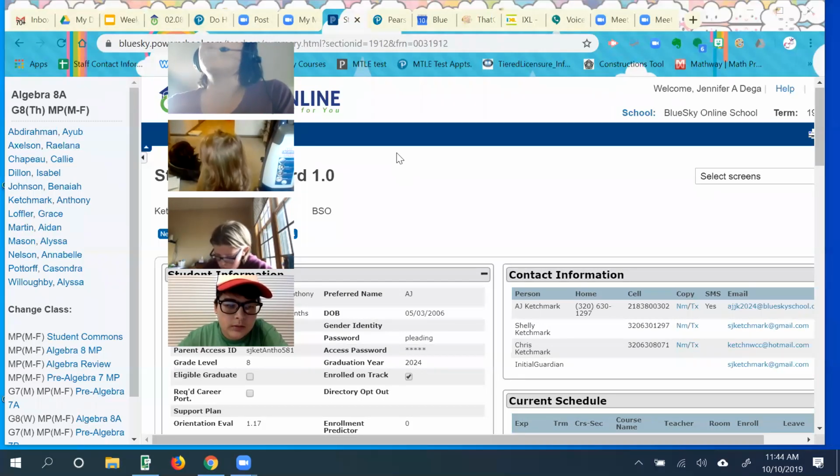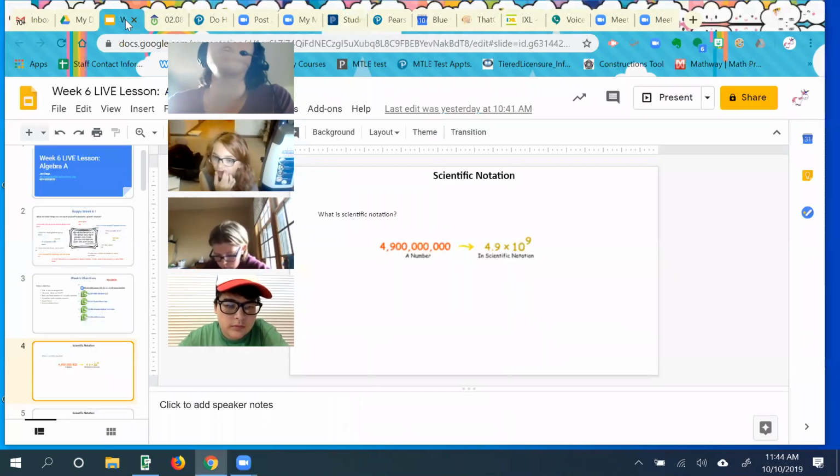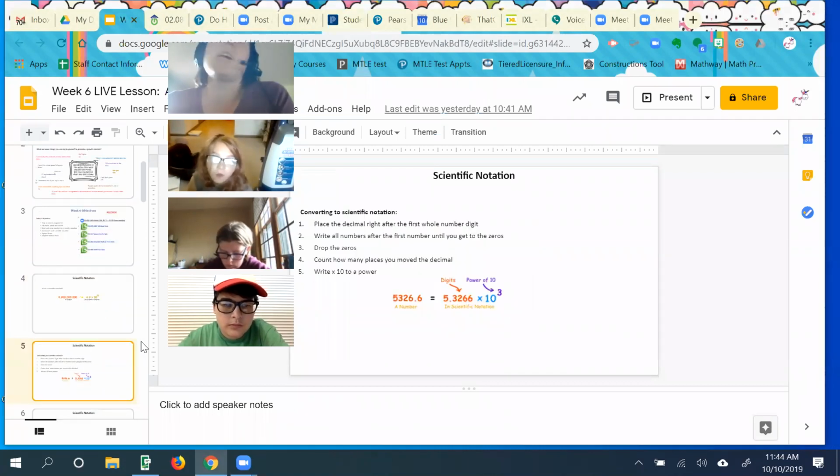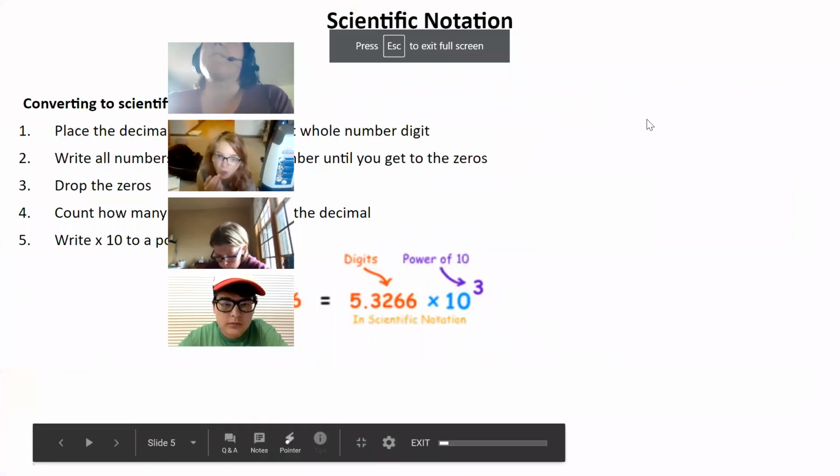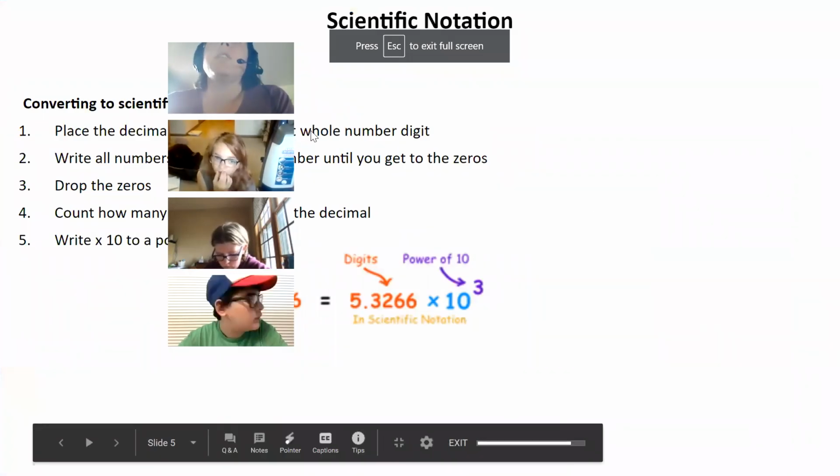Cool. Okay, so from the polling, guys, I'm getting that it would benefit everyone to do just a super fast run through on scientific notation. So that is what I'm going to do. I'll be very fast, I promise.